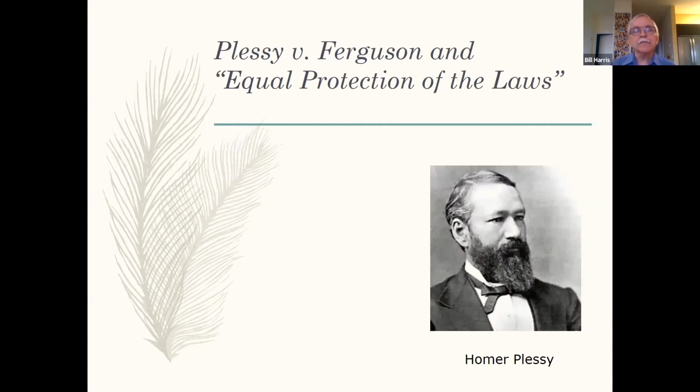The whole system of segregation, like the system of voting restrictions, was challenged by African Americans in the South, and probably the most famous Supreme Court case of the 19th century dealing with race, Plessy versus Ferguson, where a group of African Americans in New Orleans raised money, hired lawyers, and challenged Louisiana's segregation law for railroads, saying it violated the 14th Amendment's guarantee of equal protection of the laws.